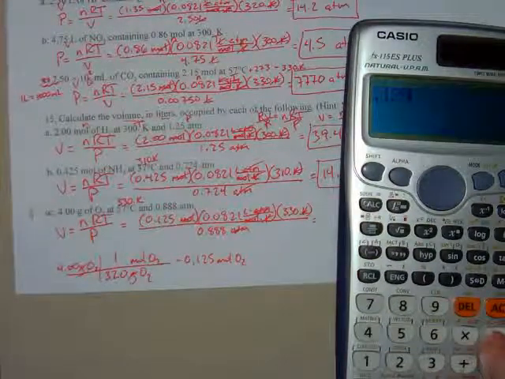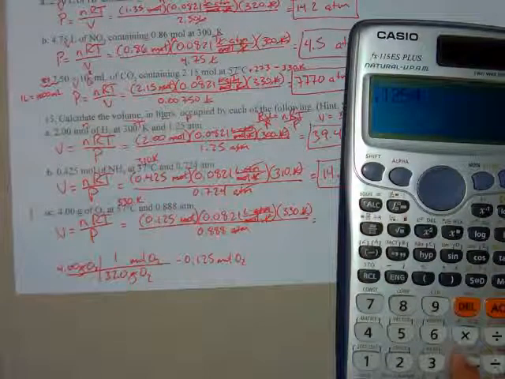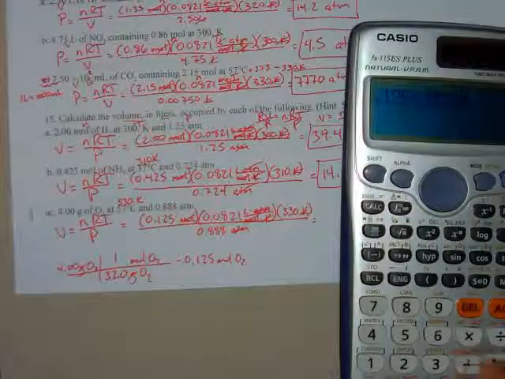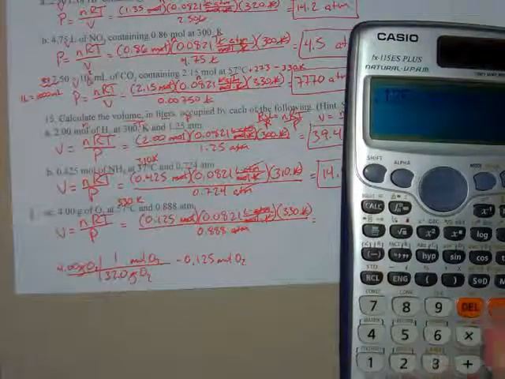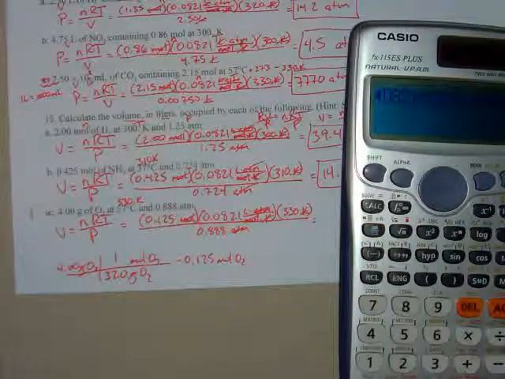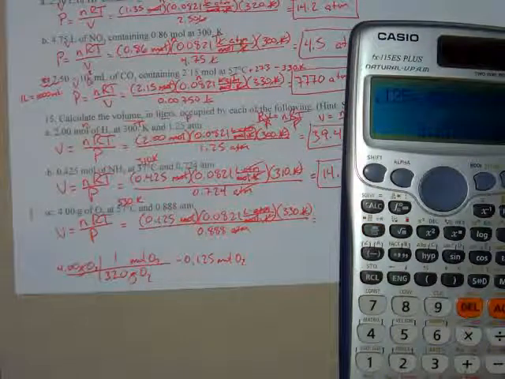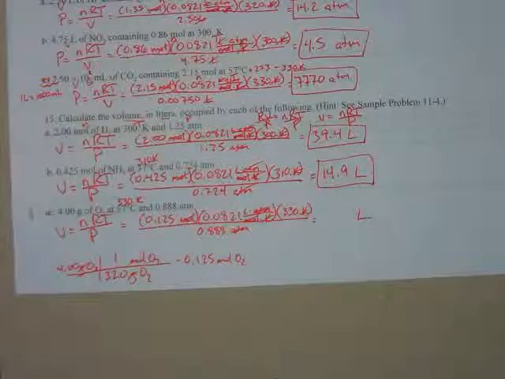0.125 moles, because I had to convert that 4 grams of oxygen into moles of oxygen, times the ideal gas constant for these units. That temperature is 330 K, and then divide by 0.888. End up with 3.81. Still going with 3 sig figs with the way this question is set up.